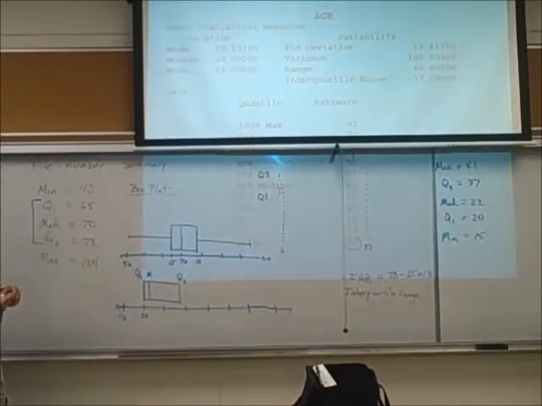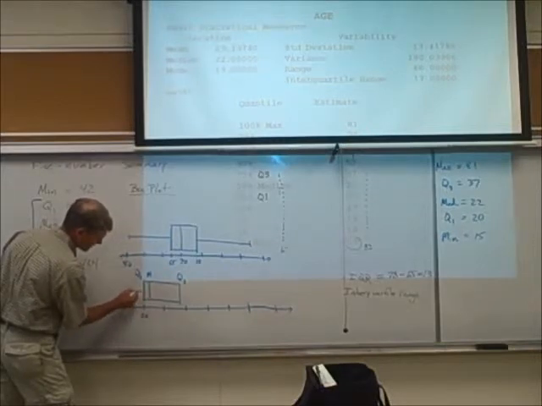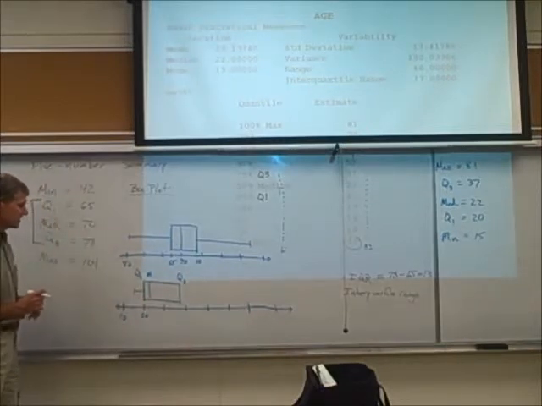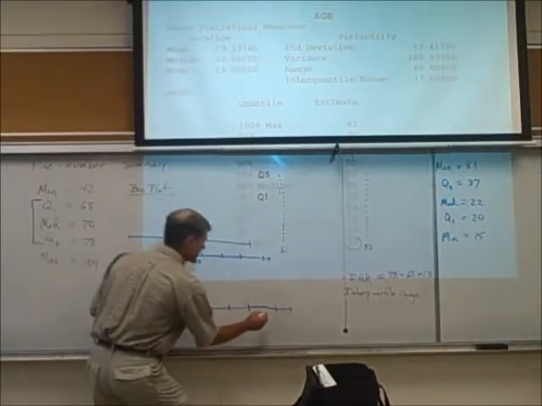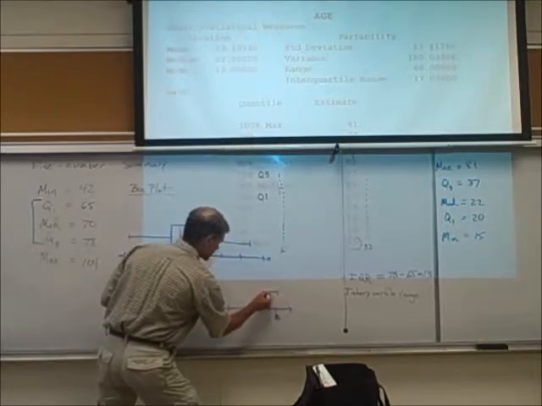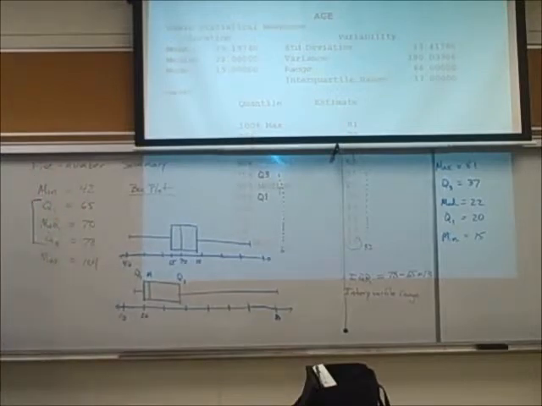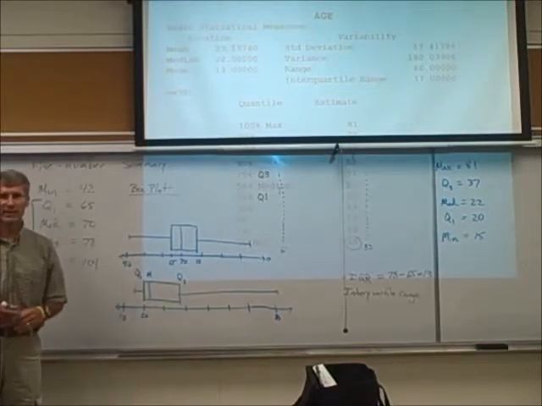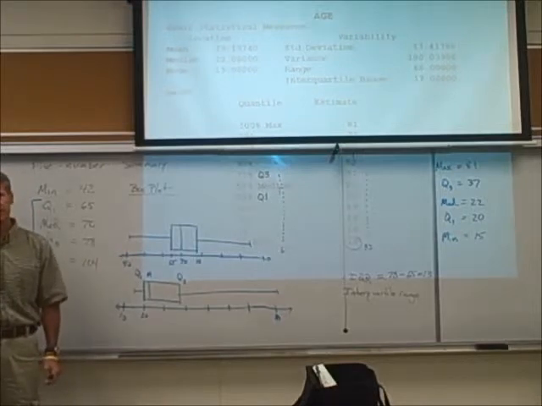Now the whiskers. The min is 15, so I draw a whisker out to 15, and the max was 81. This is 80 right there, so just past that. Now, do you see the difference between what a symmetric distribution looks like in a box plot and what a skewed distribution looks like in a box plot? So you can look at a box plot and say, ooh, we've got a skewed distribution here.